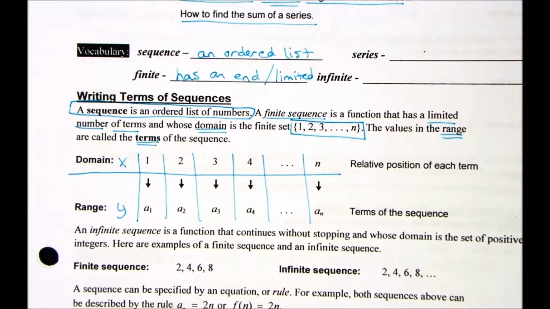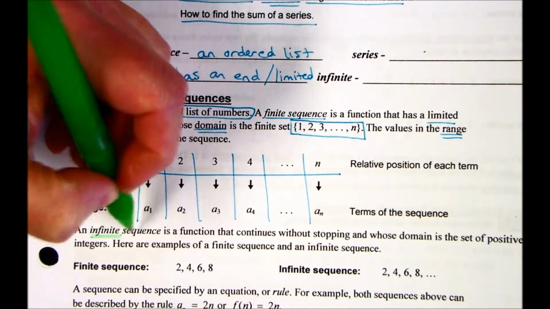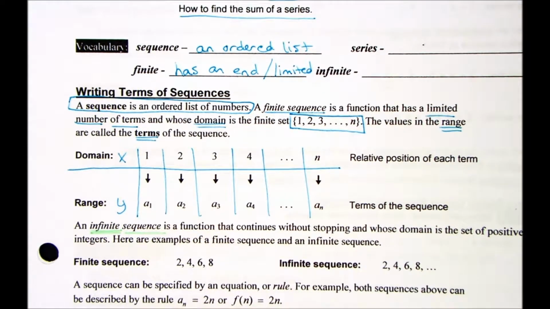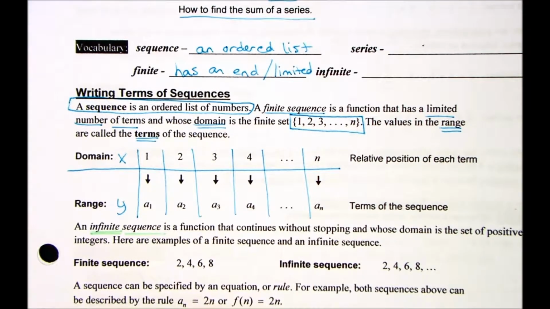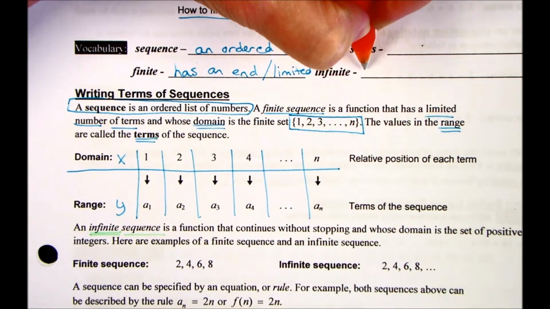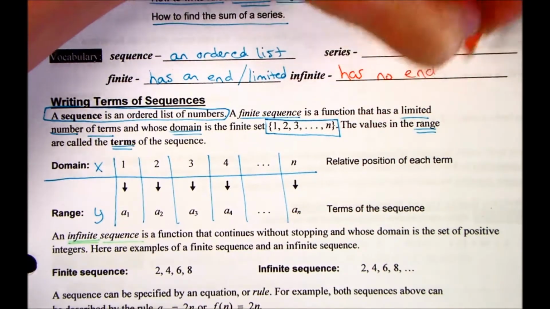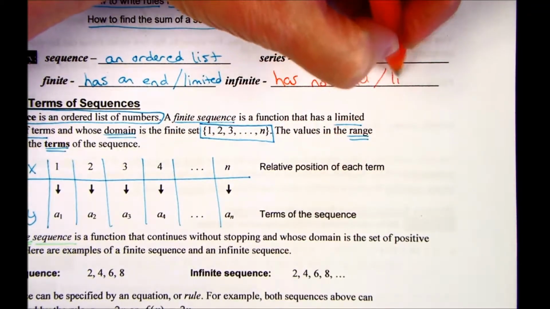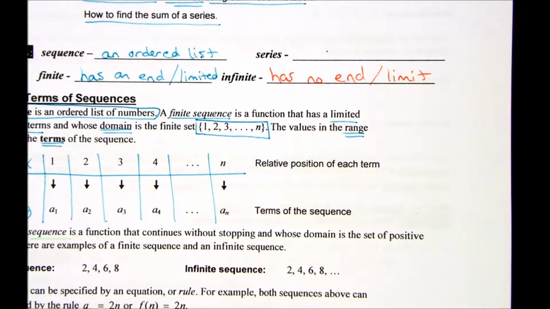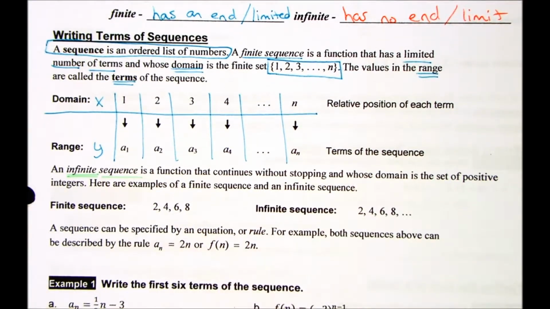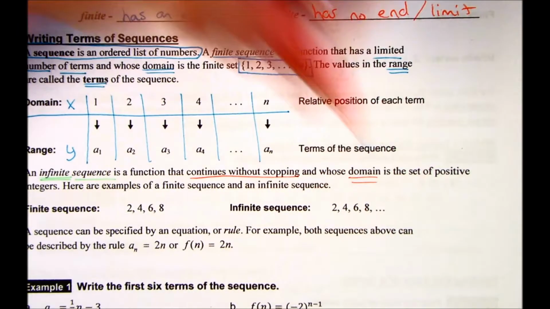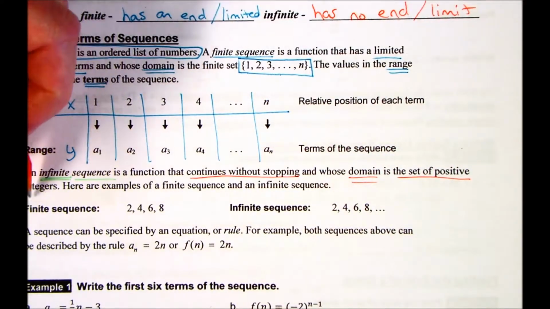All right, well, there's another word here, infinite. So if you have an infinite sequence, basically it means it has no end. It goes on forever and ever. So it has no end or limit. It does not end and there is no limit. We'll get to series in a minute when we get to the next example. But for right now, an infinite sequence is a function that continues without stopping, and the domain, or x values again, is the set of positive integers.